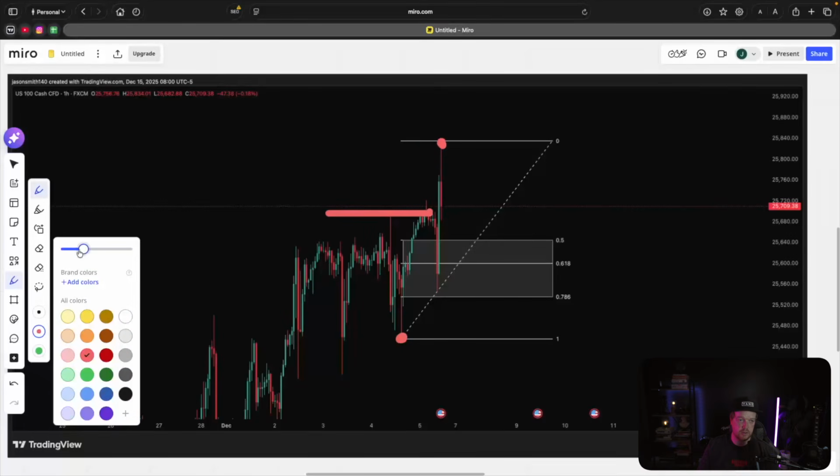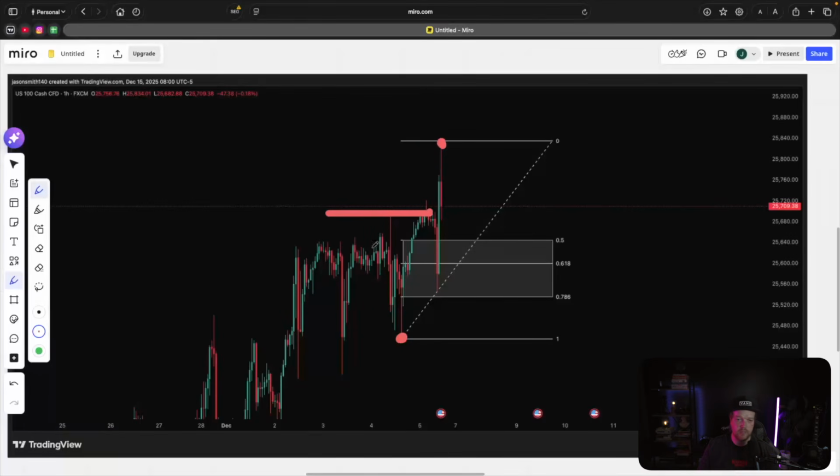Just change this, make it a little bit thinner. Let's make it a different color. Let's make it blue. You can see 50, 61, and 78.6. There's my level. And I draw it out with a little box so you can delete the fib if you want to. So we want price to come into this level.